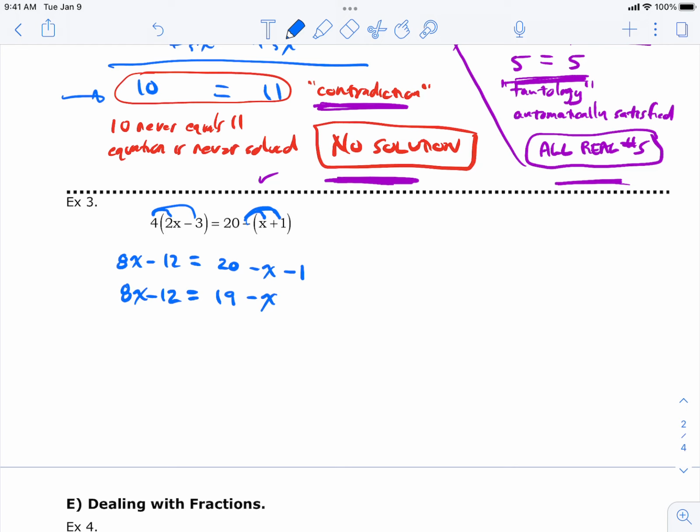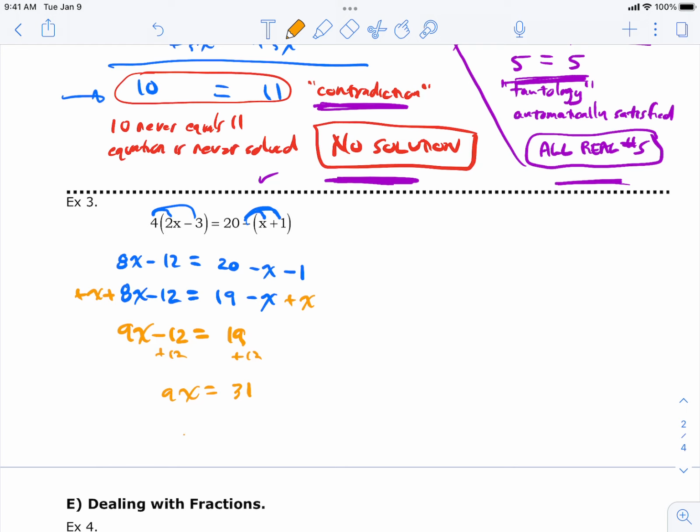Now, I want to maybe add x on both sides, and maybe I'll use a different color to do that. I'm going to add x. And so I've got 9x minus 12 equals 19. Okay. Now what? Let's add 12 on both sides. Add 12. So I got 9x is equal to 31.